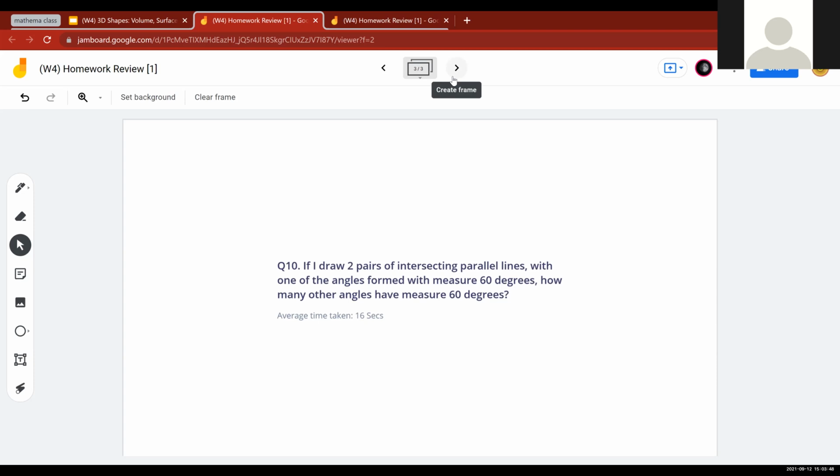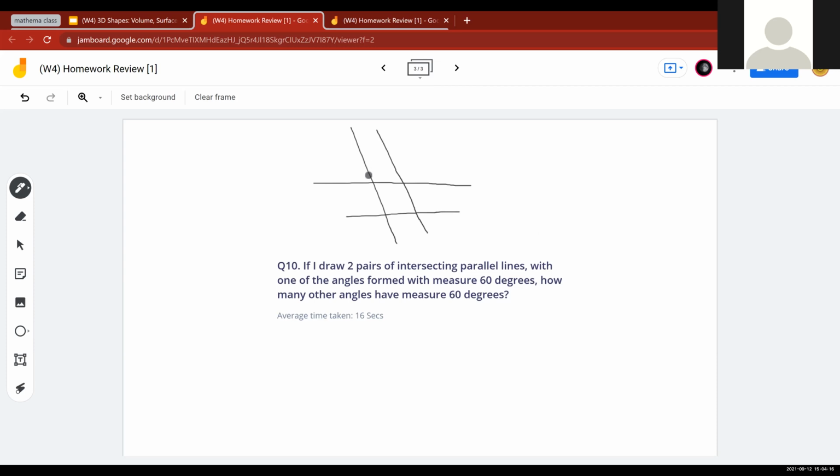So question 10: if I draw two pairs of intersecting parallel lines with one of the angles formed with a measure of 60 degrees, how many other angles have a measure of 60 degrees? To do this problem, we'd first want to draw a diagram. So we have two pairs of parallel lines, and by intersecting, they mean like this, right? So these lines are parallel and these lines are parallel.